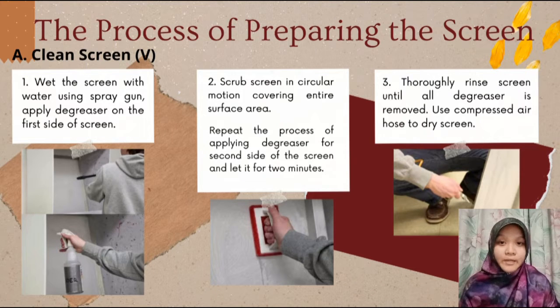Second, we need to scrub the screen in a circular motion, covering the entire surface area. And we have to repeat this process by applying degreaser again on the second side of the screen and let it sit for 2 minutes. And then lastly, we need to rinse the screen until all degreaser is removed. We need to use compressed air after that to dry the screen.